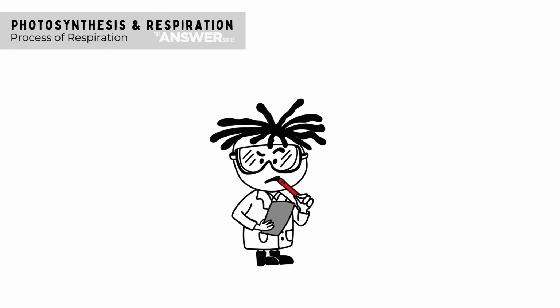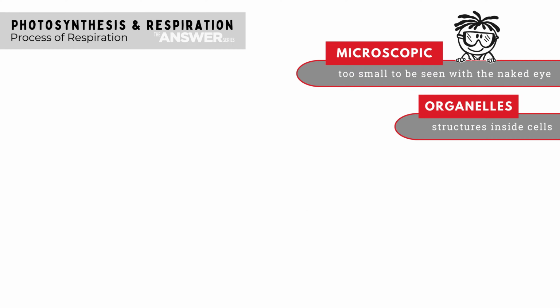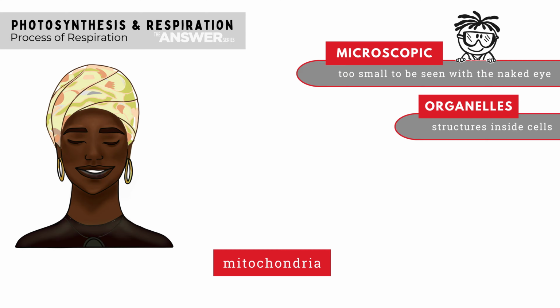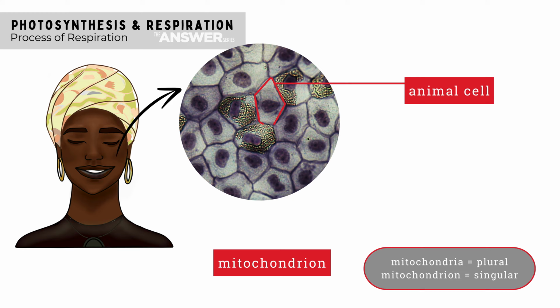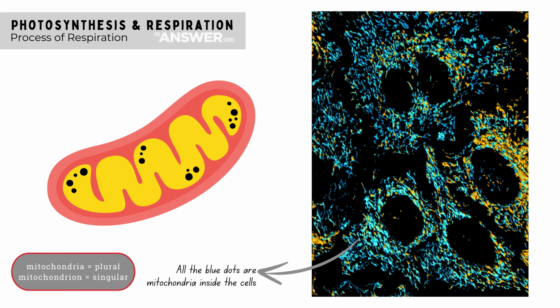So where and how does respiration take place in living cells? Respiration occurs in tiny microscopic organelles that are found in both plant and animal cells. These organelles are called mitochondria. If you take a few human skin cells and examine them under high magnification with a microscope, you will see the mitochondria inside the cells. Unlike chloroplasts, mitochondria do not have a specific color, but scientists can add special dyes to microscope slides to help illuminate them. In this picture, the mitochondria are all blue dots.